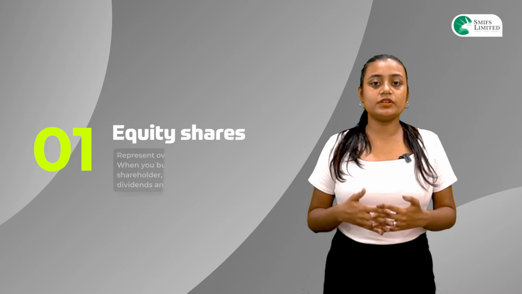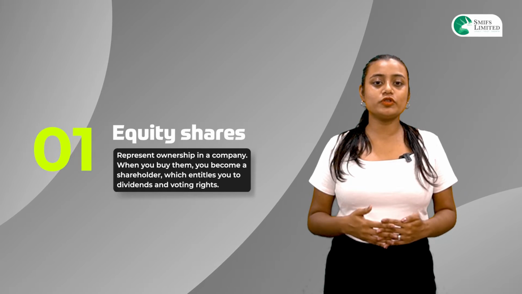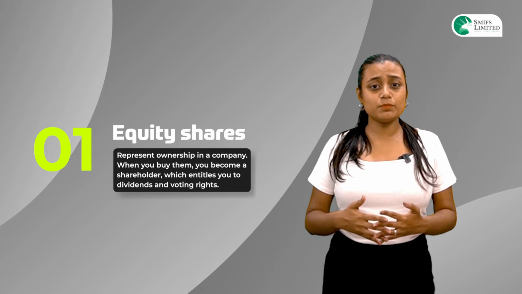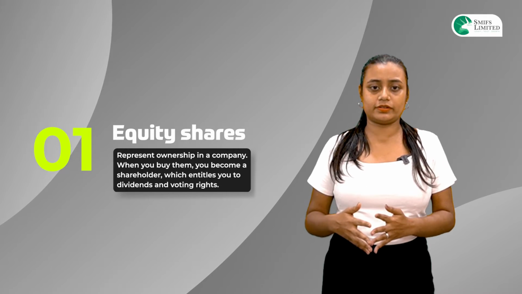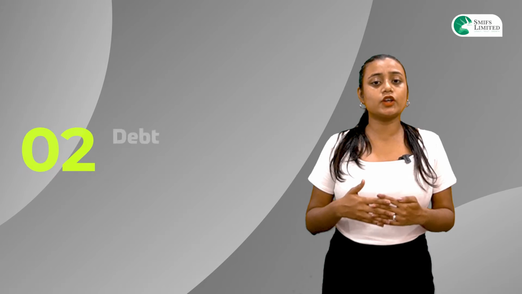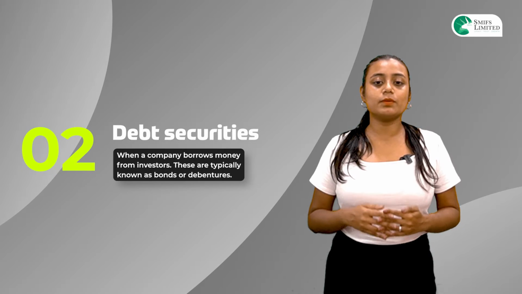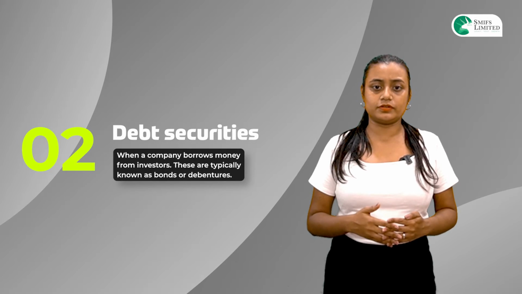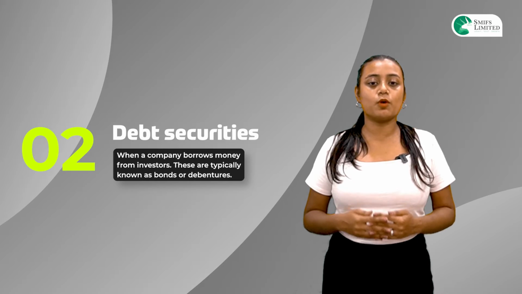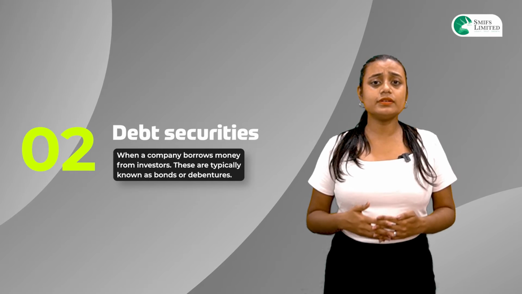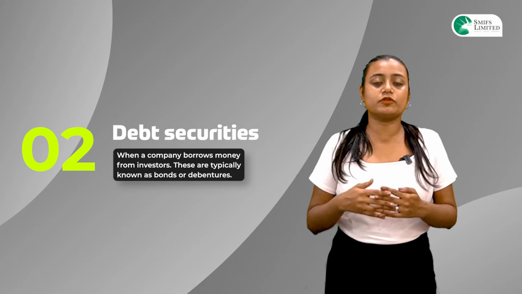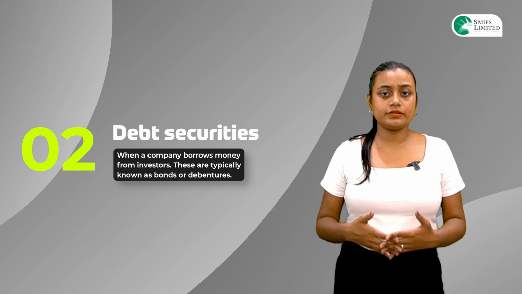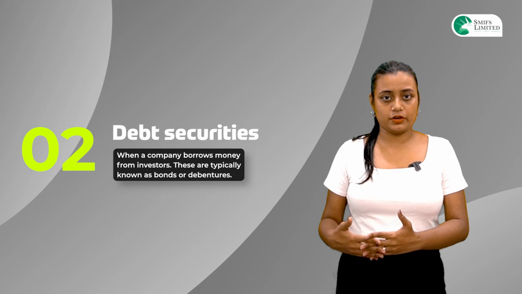First up, we have equity shares, which represent ownership in a company. When you buy them, you become a shareholder, which entitles you to dividends and voting rights. Second, we have debt securities, which are issued when a company borrows money from investors. These are typically known as bonds or debentures. Investors earn interest over time and are repaid the principal amount at maturity. Debt securities can either be secured or unsecured.